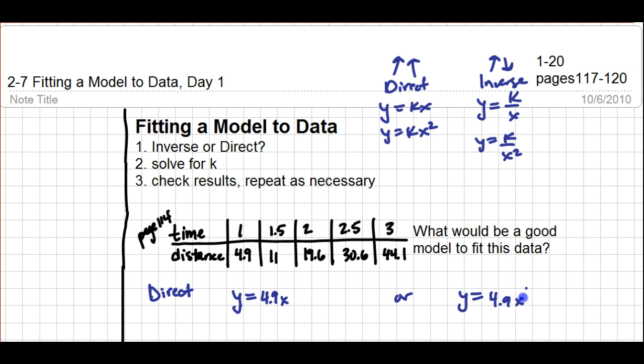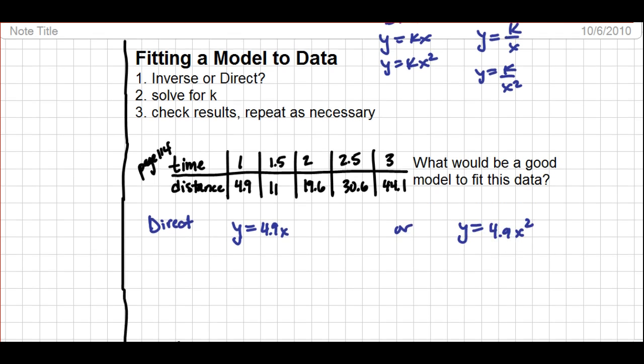Now that we have our k value filled in, we're going to pick another coordinate and plug that in and see which model makes the most sense. So I'm going to take my next coordinate of 1.5, and I'm going to fill that in for x, and then I'm going to fill in 11 for y. I'm going to do that for both equations, and then I'm simply going to calculate and see which one makes more sense, which one is the most logical conclusion.